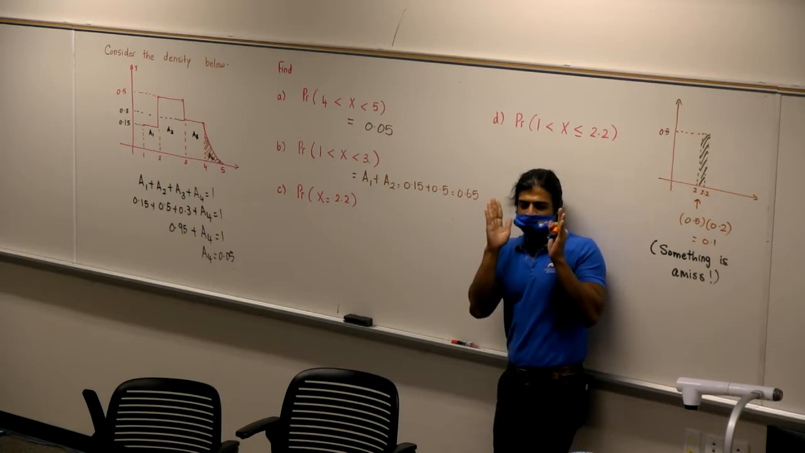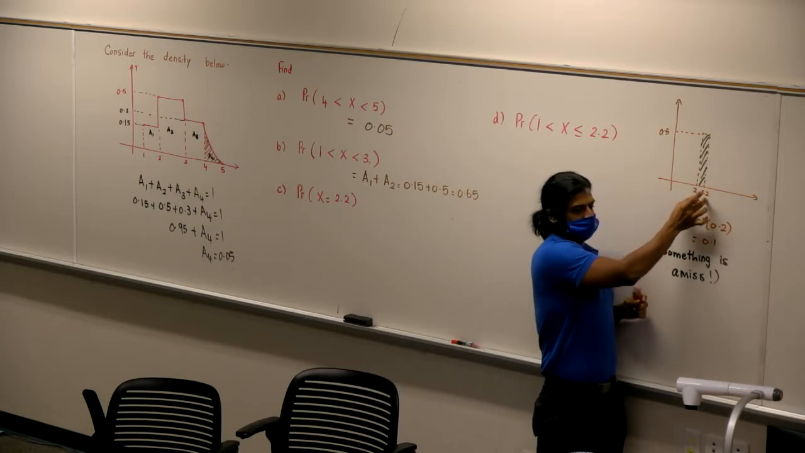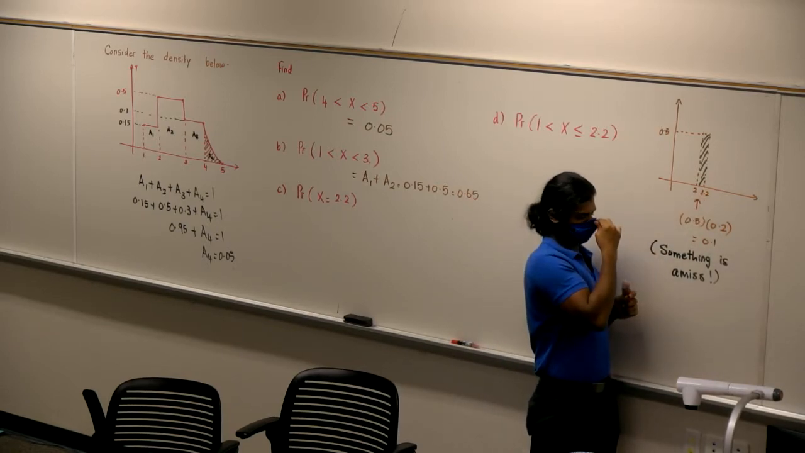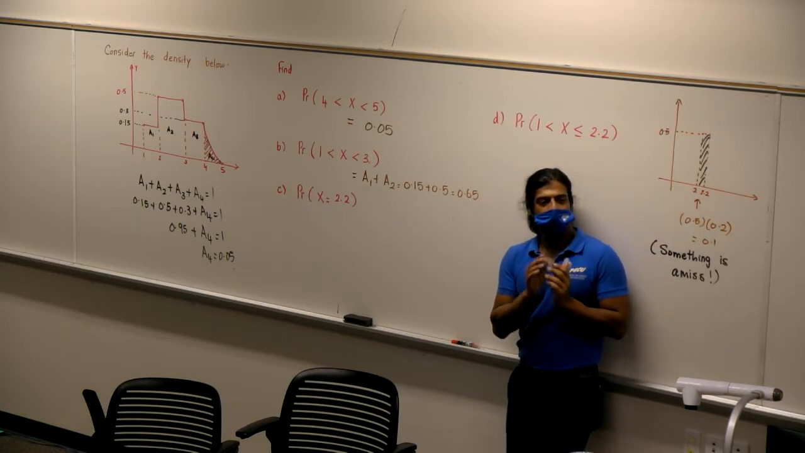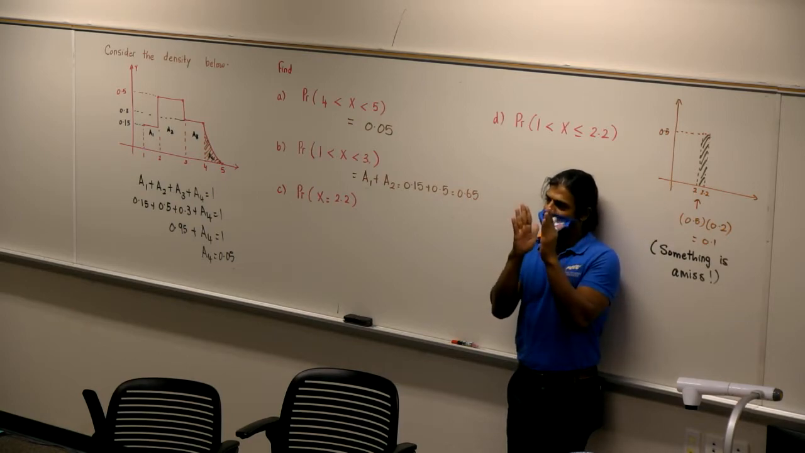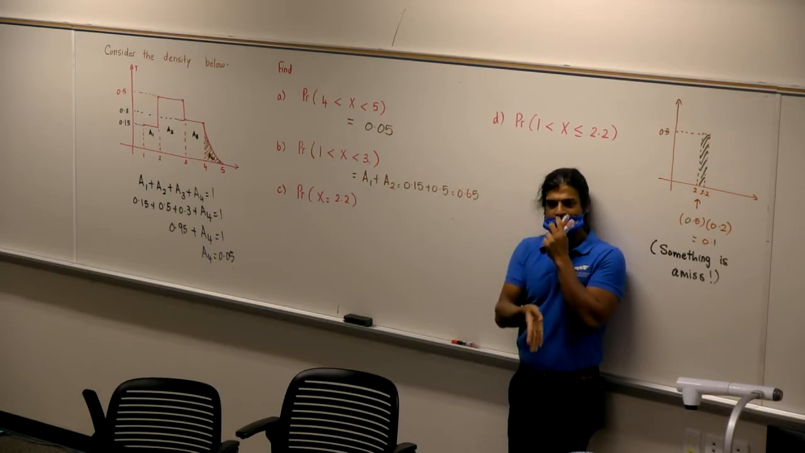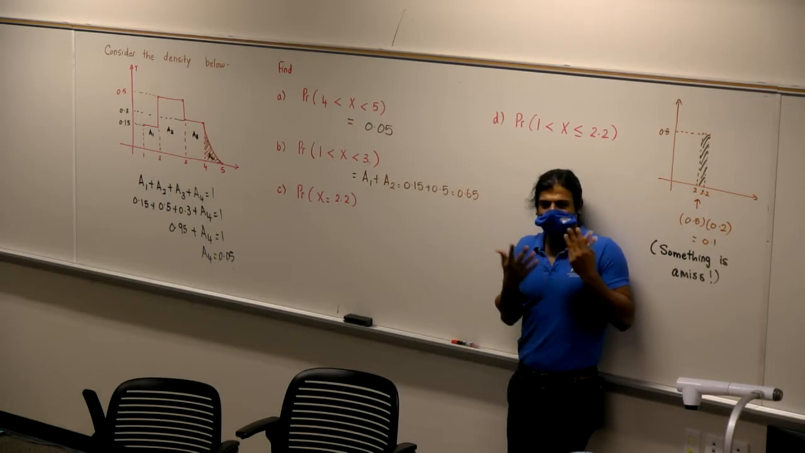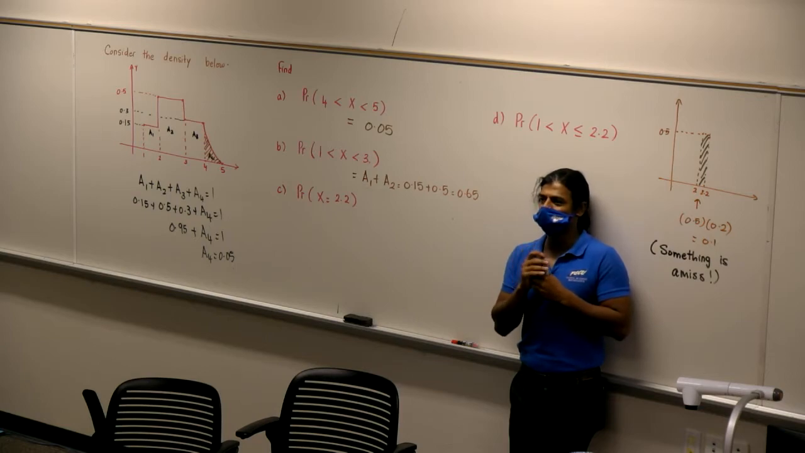Think about it this way. What Josie did, she took a rectangle between 2 and 2.2. But I want to make this rectangle as thin as possible so that I could find the probability exactly at 2.2. What would that be? What is the area of a point?